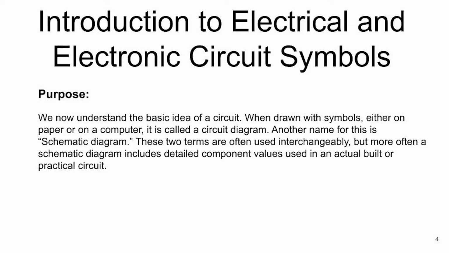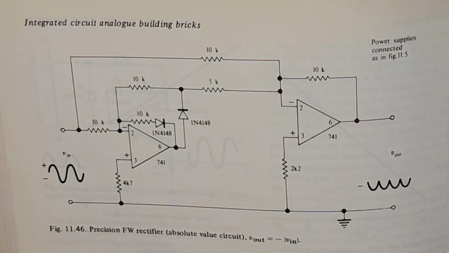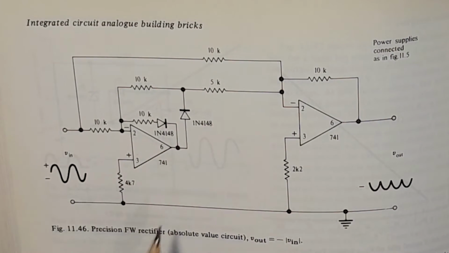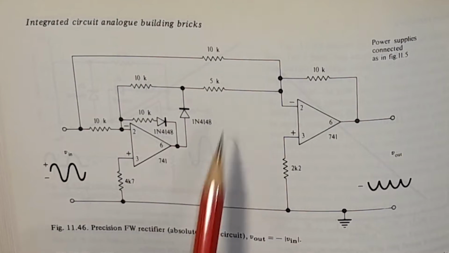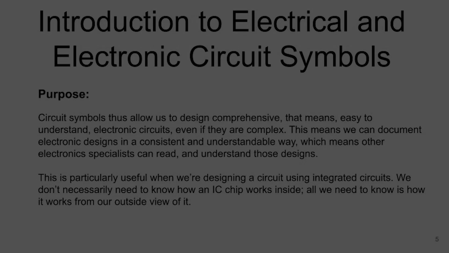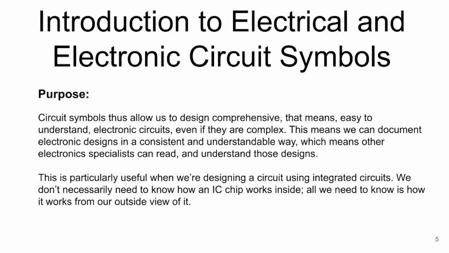When drawn with symbols, either on paper or on a computer, it is called a circuit diagram. Another name for this is schematic diagram. These two terms are often used interchangeably, but more often a schematic diagram includes detailed component values used in an actual built or practical circuit. Circuit symbols thus allow us to design comprehensive, that means easy to understand, electronic circuits, even if they are complex.